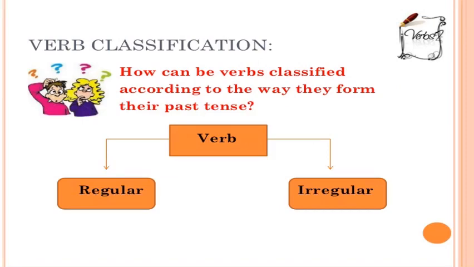Verb classification. How can verbs be classified according to the way they form their past tense? Verbs can be classified as regular verbs and irregular verbs according to the use of their tense.